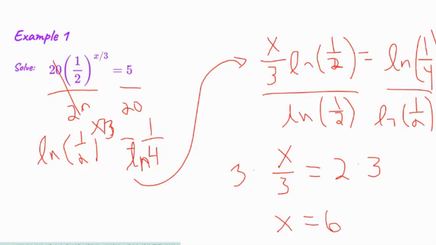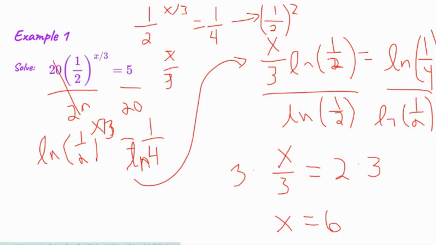The other thing we could have done here, we had 1/2 to the power x over 3 equals 1/4. If we recognize that 1/4 is 1/2 to the second power, then you can drop your bases and have x divided by 3 equals 2. And that's exactly what I had here. So keep an eye out for moments like that. It can make it a little bit easier.